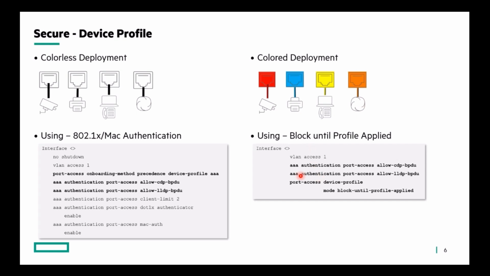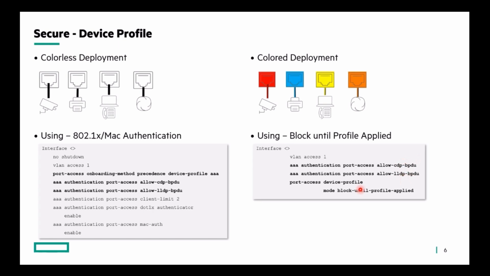The first thing is, as I said earlier, when security is enabled, by default, all the packets will be blocked until the client gets onboarded. So we need to allow the LLDP and CDP packets to be received by the LLDP or CDP modules for further processing. So we will try to bypass those packets using the allow LLDP BPDU and allow CDP BPDU CLIs.